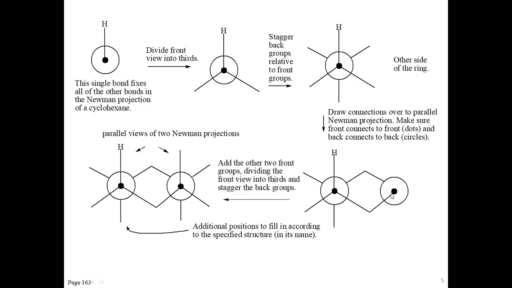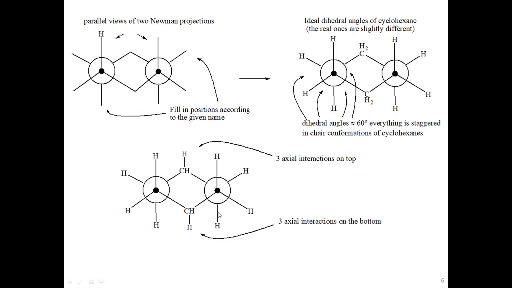Once I draw this line, actually I'm going to divide this up into 3 equal wedges, and then I'll come in between with the staggered positions, and that'll give me all the positions that I need to fill in according to the name. Okay? So this is going to be fill in the blank according to our nomenclature.